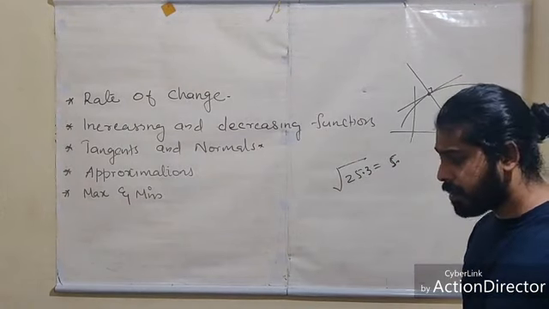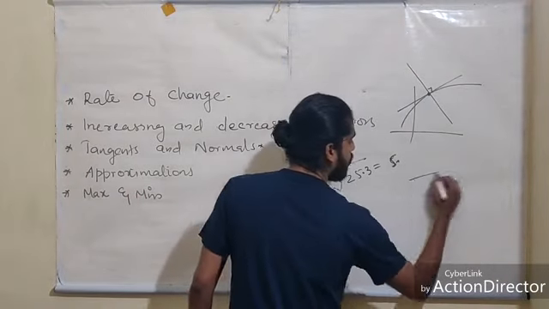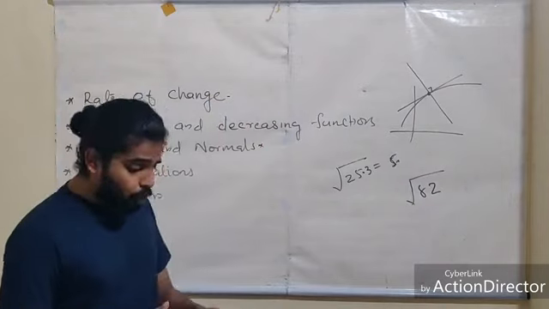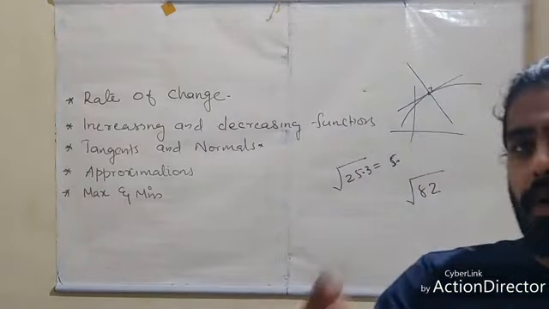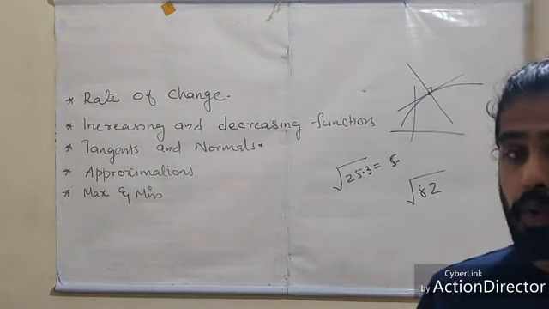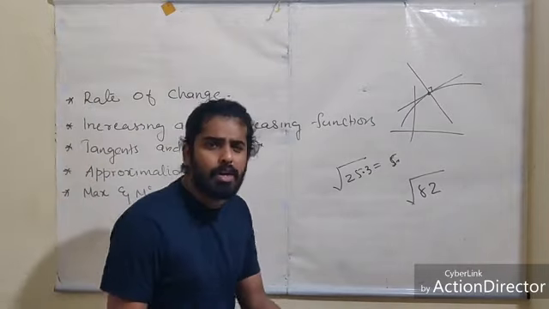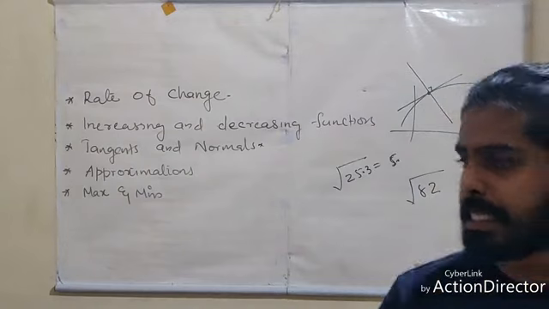Not only square roots, maybe it can be a cube root, or maybe a fourth root. You have to find the fourth root of 82. The fourth root of 81 is 3, right? The fourth root of 81 means the root of 81 is 9, and the root of 9 is 3. So the fourth root of 81 is 3. But what will be the fourth root of 82? The answer will be very close to 3, right? 3 point something. How will you find that little difference?